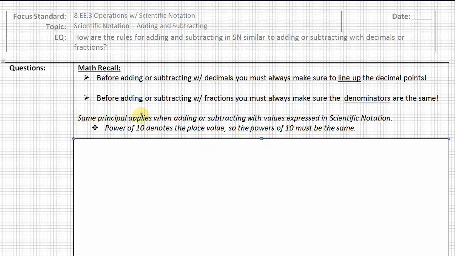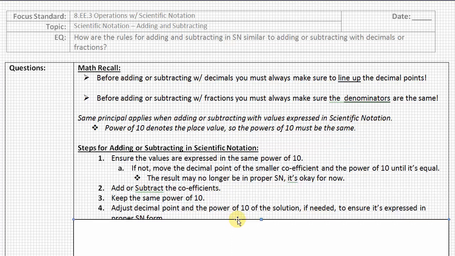The same principle applies when adding or subtracting values expressed in scientific notation. Because the power of 10 is telling us what place value it's in, before we add or subtract in scientific notation, we have to first make sure that the powers of 10 are the same. So let's go ahead and get started. We're going to talk about the 4 steps to adding or subtracting in scientific notation, and then do a few practice problems.